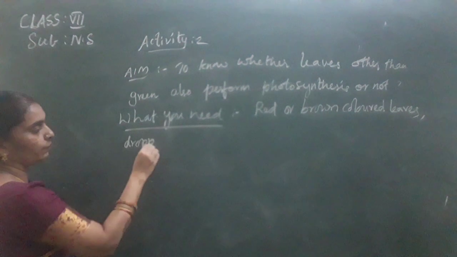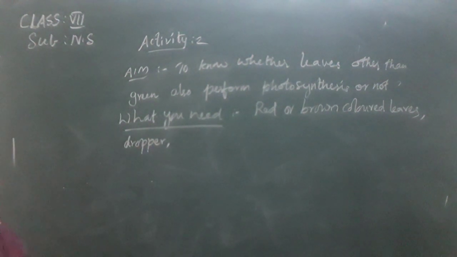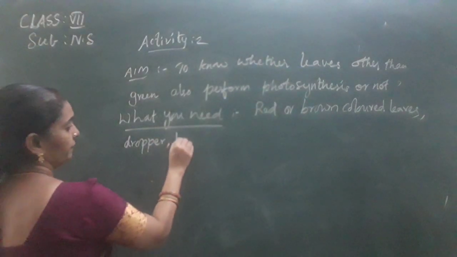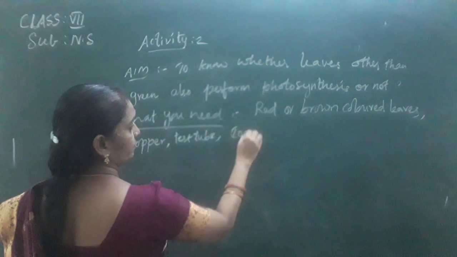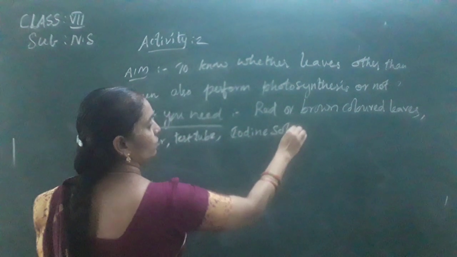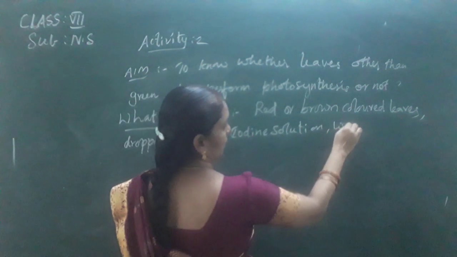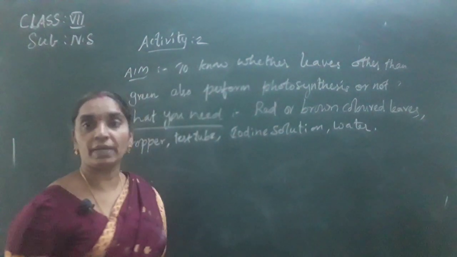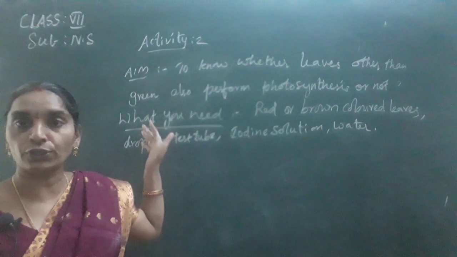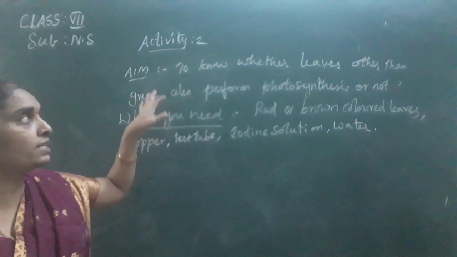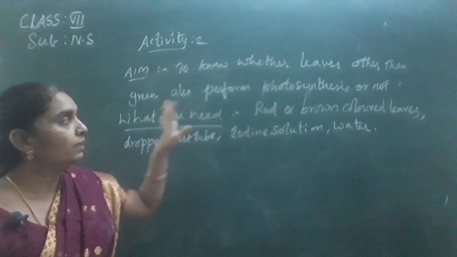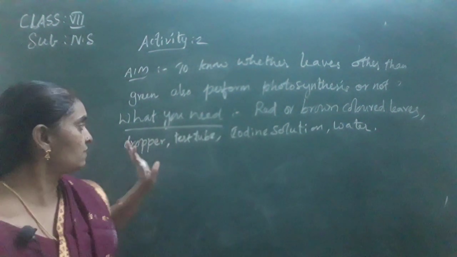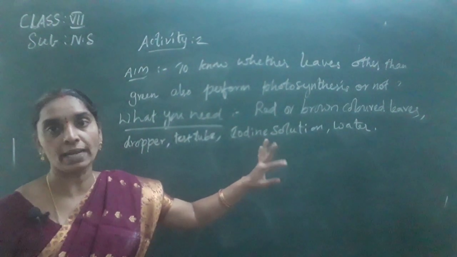Note down neatly in your notebooks, all of you. What are the materials or the things required to do this experiment? Dropper, test tube, iodine solution and water. These are the materials required. To do this experiment, to know whether the leaves other than the green also perform photosynthesis or not, you need red or brown colored leaves, dropper, test tube, iodine solution and water.